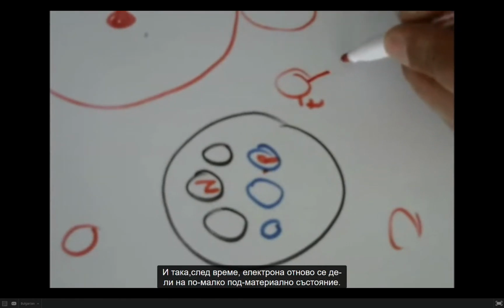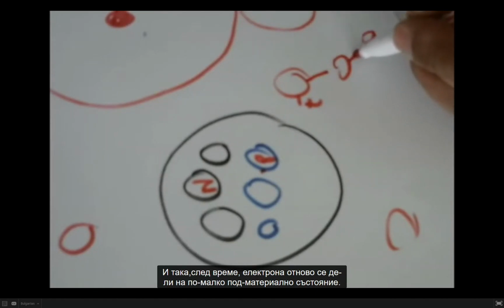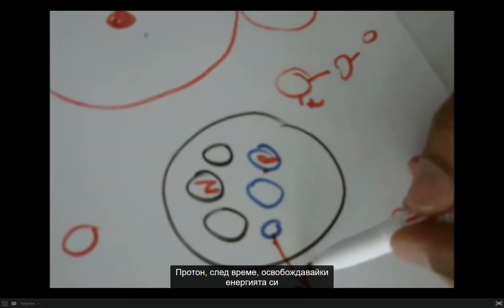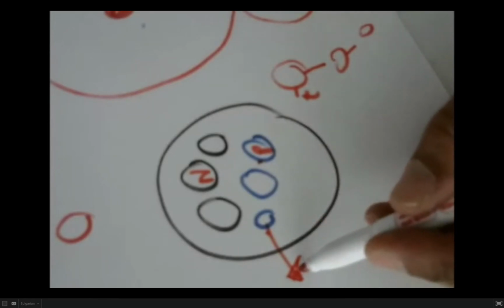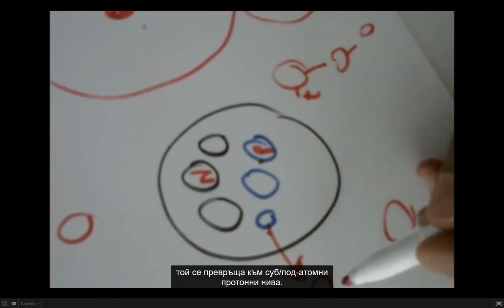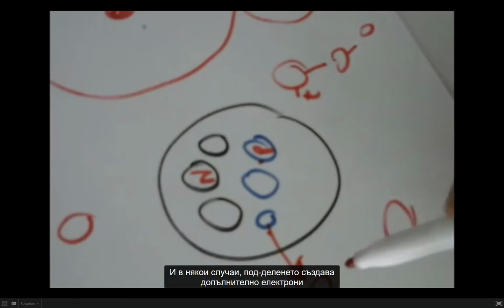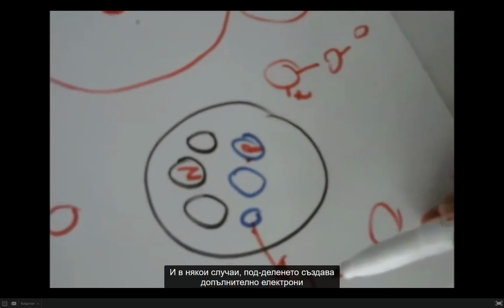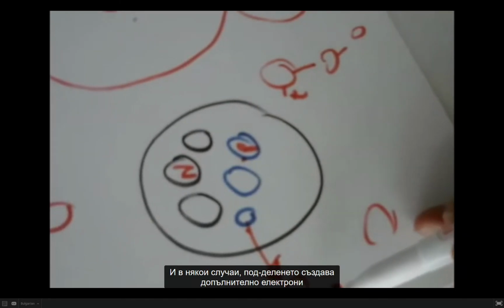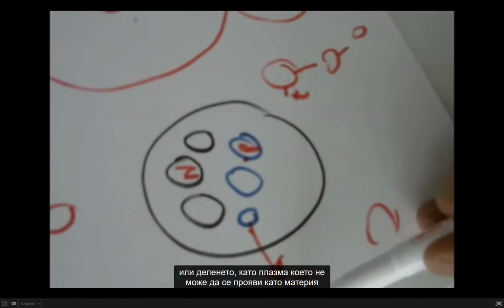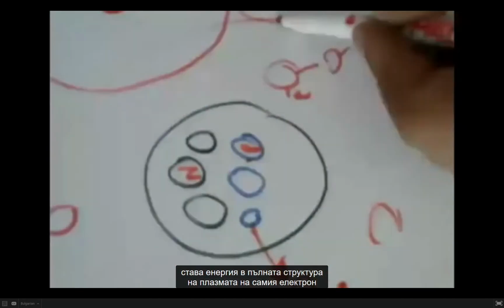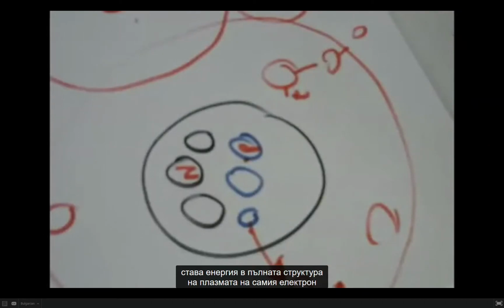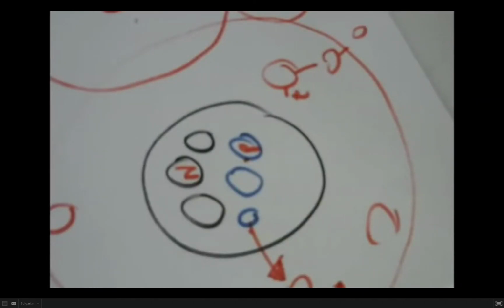So in time, the electron divides again to a smaller submatter condition. A proton, in time, as it releases its energy and it loses to its environment, it converts to subatomic proton levels. And in some cases, the subdivision creates additional electron. Or the division as a plasma, which cannot manifest itself as a matter, becomes the energy in the total structure of the plasma of the electron itself, in the orbit of the atom.